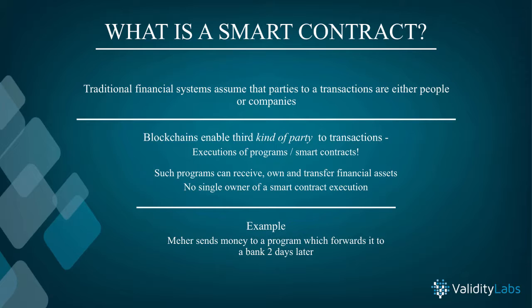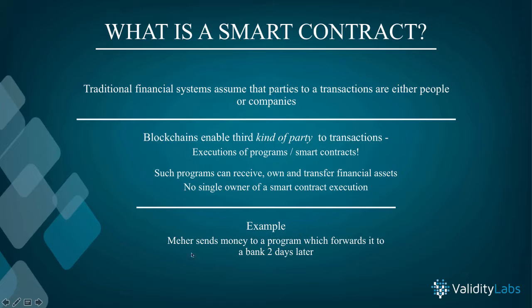With blockchain technology, engineers have broken through this assumption. Blockchain designs, such as Eris, actually enable a third kind of party to transactions. This third kind of party is executions of programs called smart contracts. Such programs can receive, own, and transfer financial assets. The next few slides will detail some concrete examples.